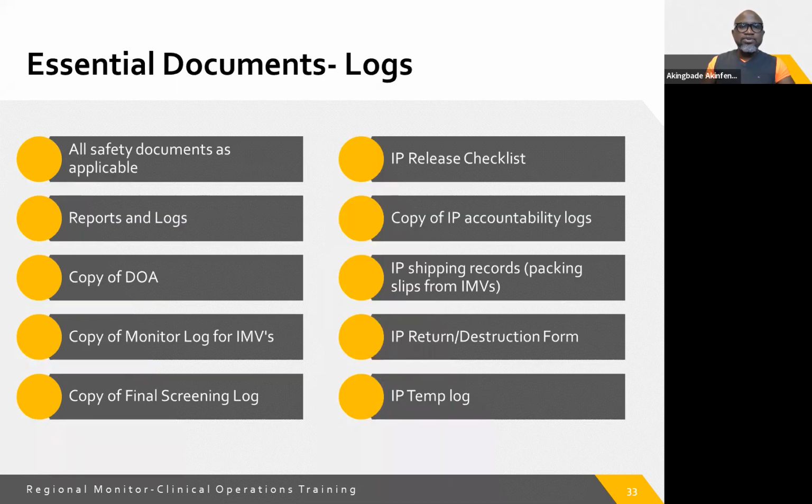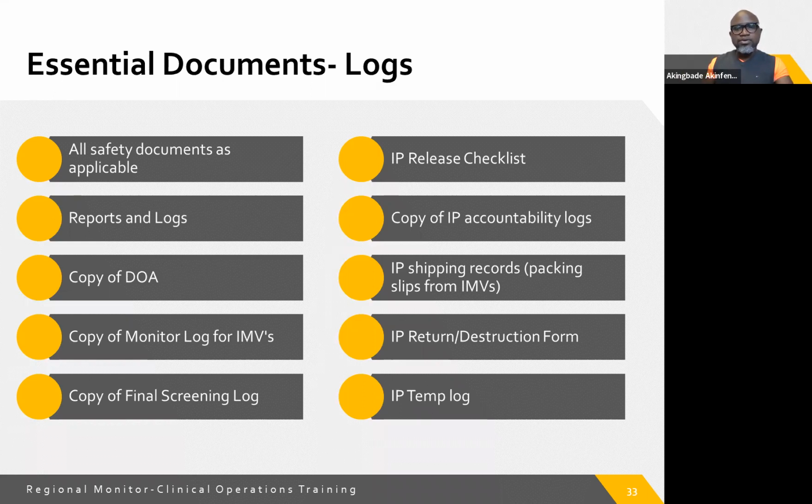The other things we should consider for sure would be the reports and logs: copy of delegation of authority log, copy of the monitor log for the CRAs when they're on site, when they sign, copy of final screening log, copy of the release checklist for the IP, copy of IP accountability log, which is just showing reconciliation of the medication provided to the subject and if it was actually used in accordance with the protocol.